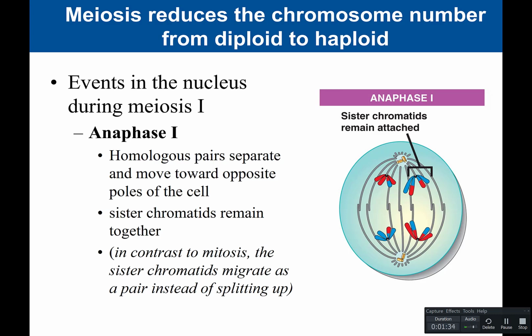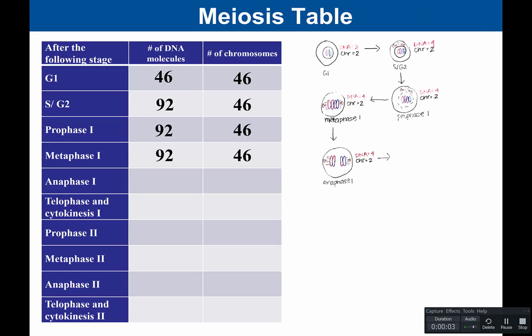So homologous pairs are going to move to opposite sides of the cell. Sister chromatids remain together. This is in contrast to mitosis, where the sister chromatids migrate as a pair instead of splitting up. So meiosis is going to have both sister chromatids move to one end. So in anaphase I, this is where our homologous pairs are going to separate. So this pair goes this way, this pair goes the other way.